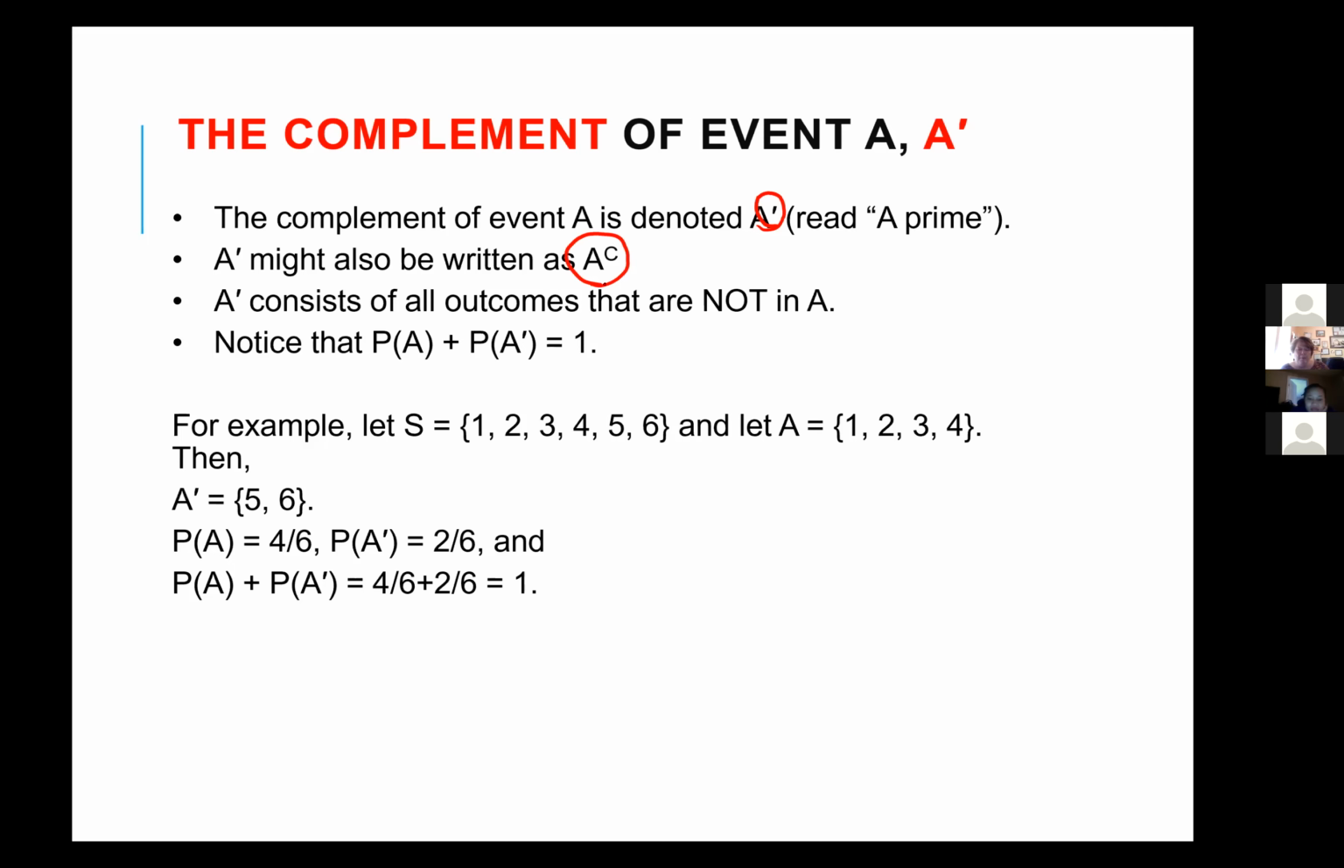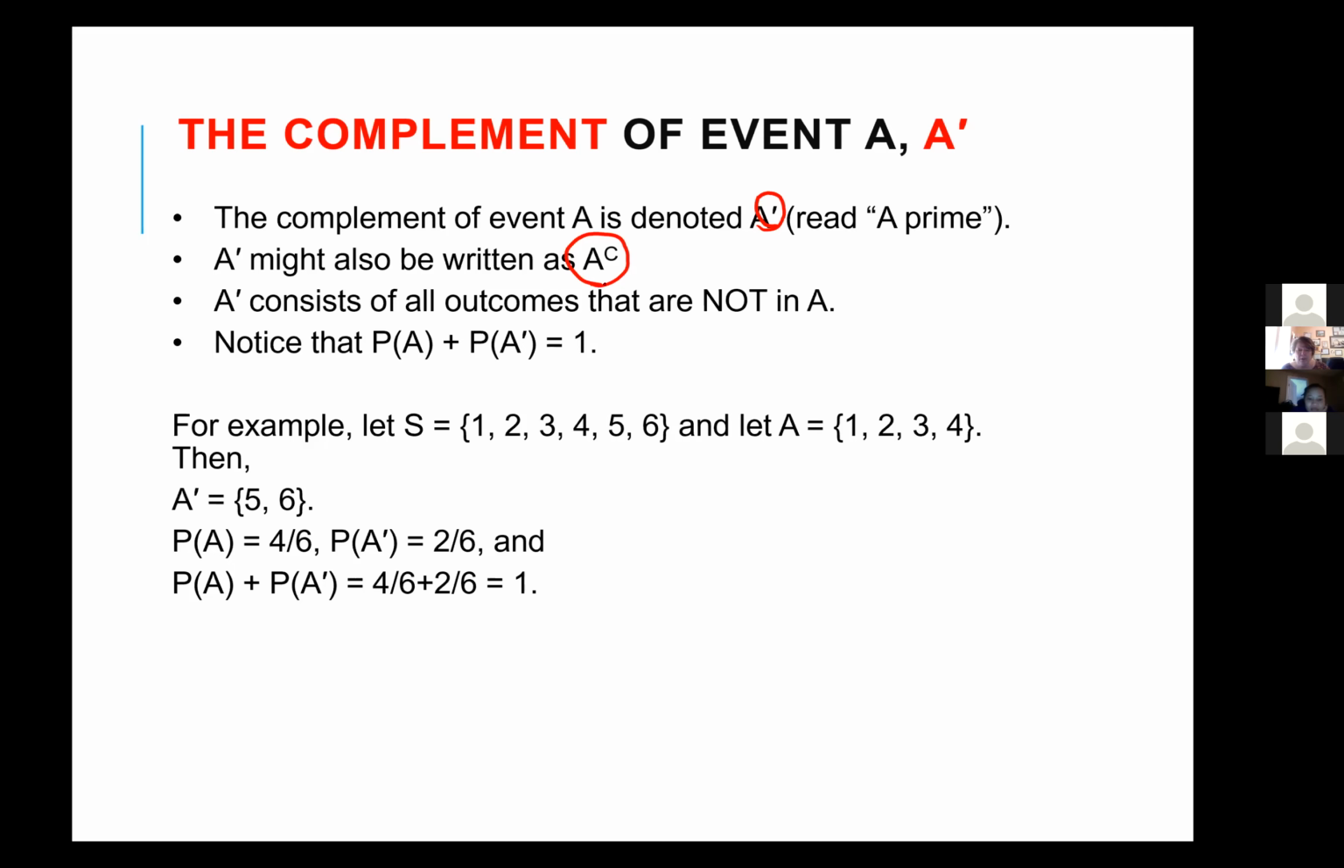And the probability of A occurring plus the probability of the complement of A occurring is always equal to 1. So the probability of A plus the probability of A complement is always equal to the number 1.